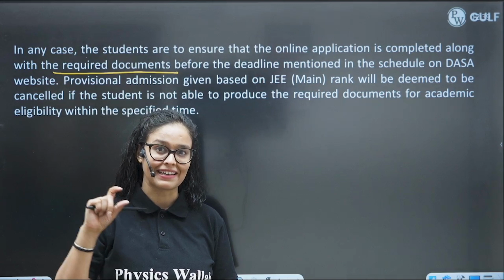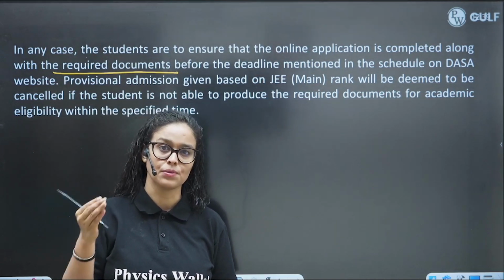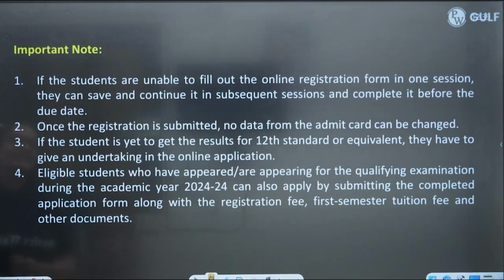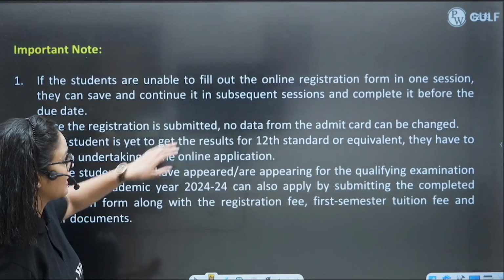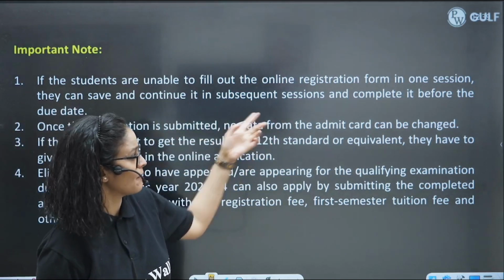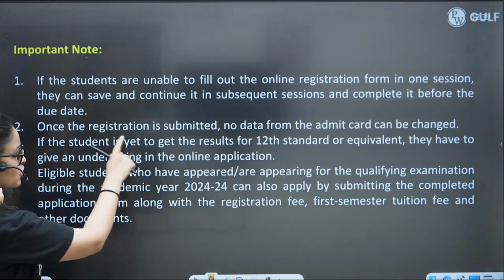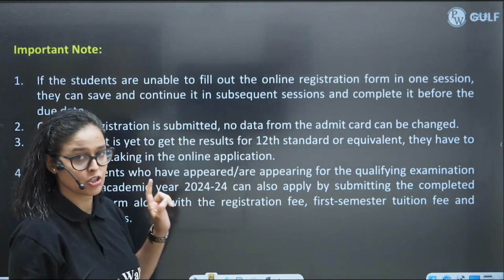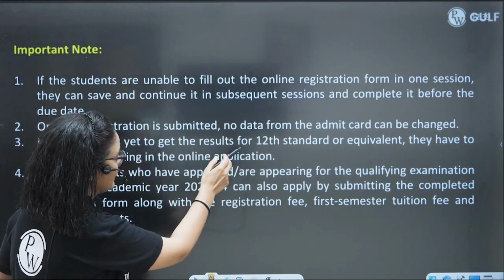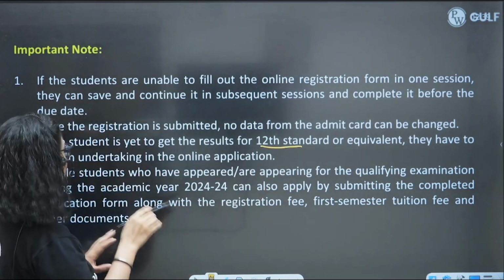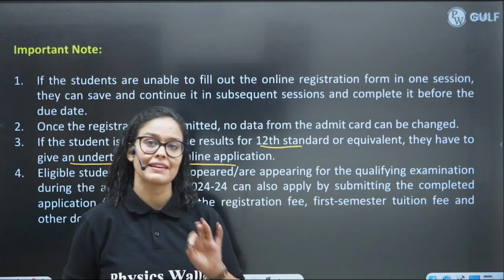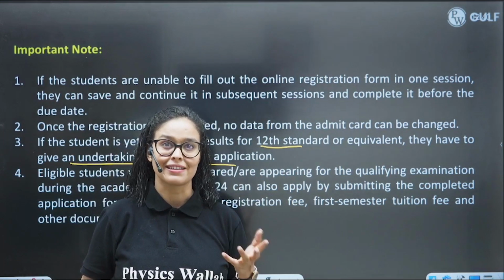If the deadline is, suppose, 8th August, you have to submit everything before 8th August. Next, if the students are unable to fill out the online registration form in one session, they can save and continue it in a subsequent session and complete it before the due date. Once the registration is submitted, no data can be changed. That's why you have to fill the form very carefully. If the student is yet to get the result of 10th, 12th standard or equivalent, they have to give an undertaking in the online application. So yes, you have to fill the undertaking in case your result is not with you.